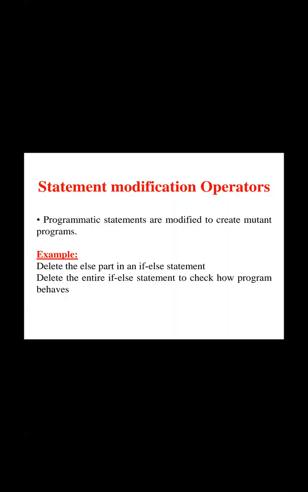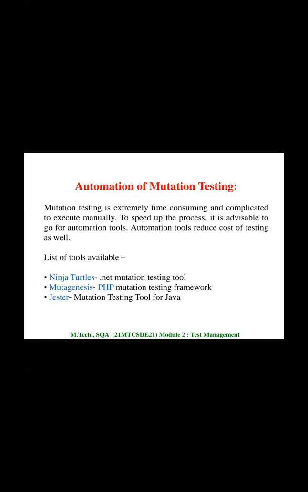The same way, statement modification operators. We can change the operators or the statements. Programmatic statements are modified to create mutant programs. Example, delete the else part of the if else statement. So in your project, if you have an if else statement, delete the else part. Then you check how it is working. Delete the entire if else statement to check how the program behaves. So in the function, you can delete the entire if else statement. Then you can check for the process. You can create the automatic mutant programs and you can do the testing automatically by using the following tools.